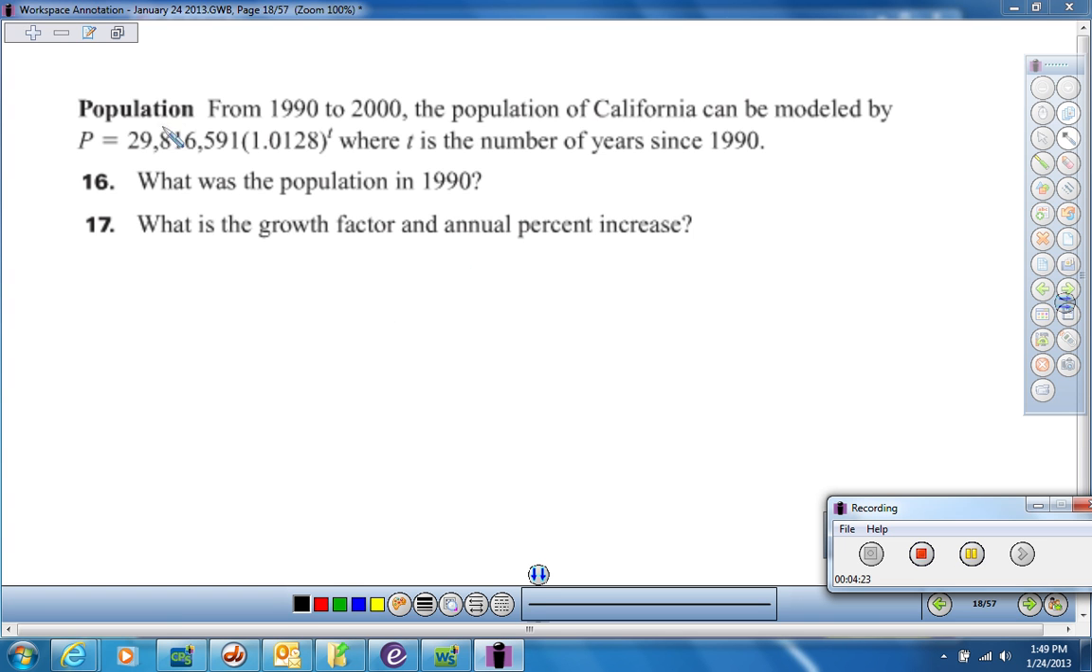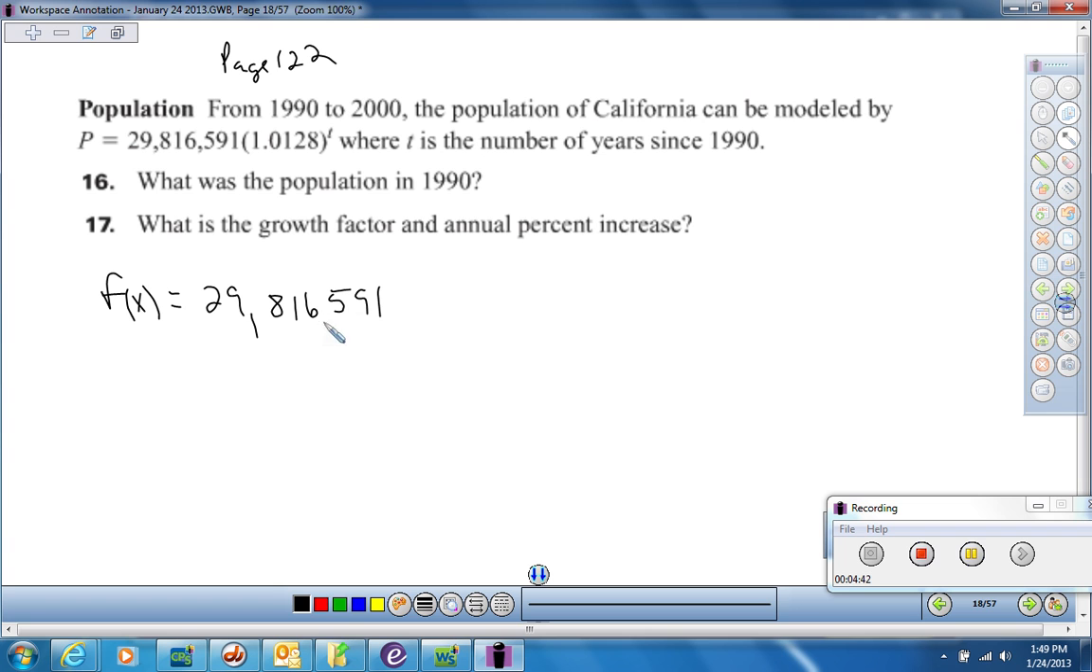Alright, this is from page 122 in your book. Question 16 and 17. What's the population? Now, they gave you the model here. Okay, now we've been dealing with it with f of x or y, but they gave you an equation to model population growth here.